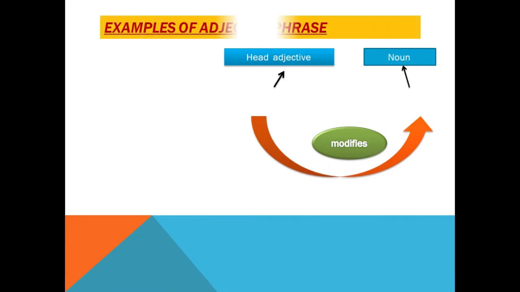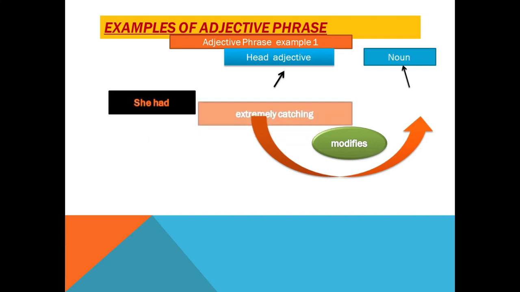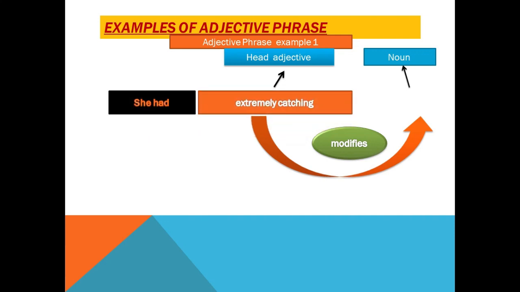So for example, look at this example of an adjective phrase: She had extremely catching eyes. Here we have the head word adjective, extremely catching. It is an adjective phrase and it modifies the word eyes. So extremely catching eyes is an adjective phrase.